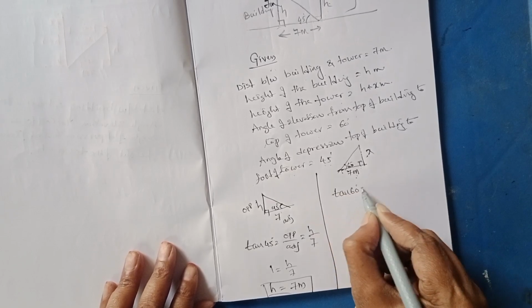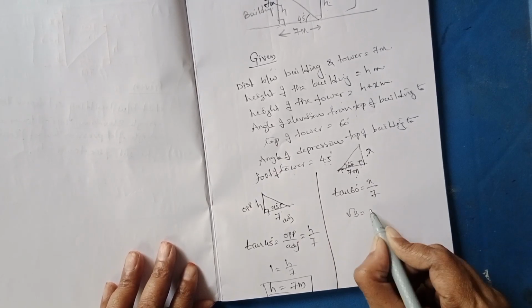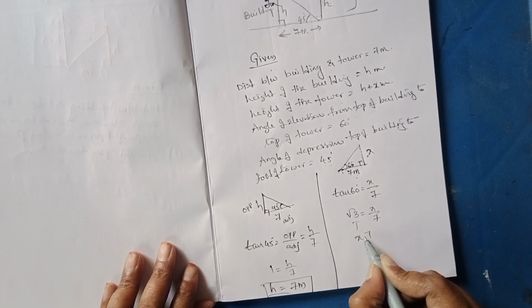So tan 60 degrees is equal to x by 7 meters. Tan 60 means root 3. Root 3 equals x by 7. Take the cross product. If you take the cross product, x equals 7 root 3.